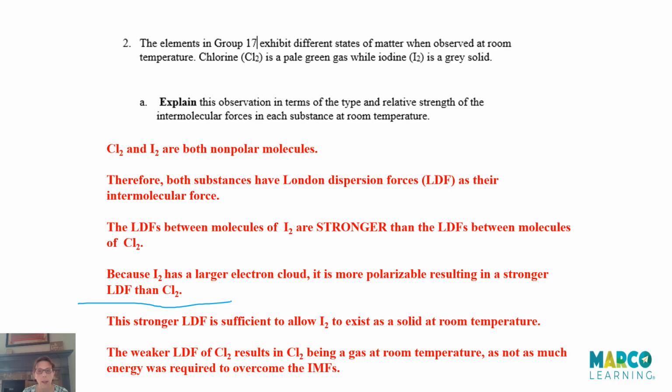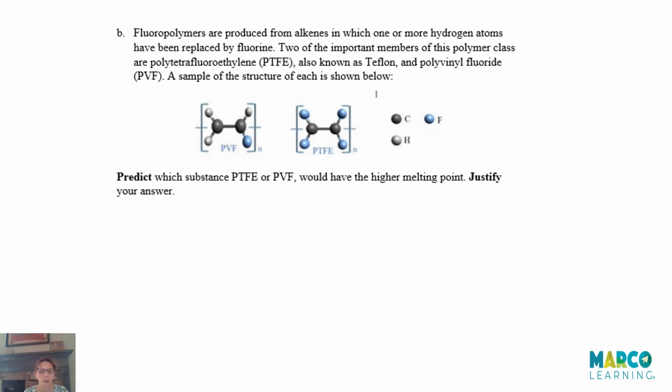And so that probably answered the question right there. But you could go ahead and wrap it back into the fact that the stronger LDF is sufficient to allow I2 to exist as a solid at room temperature, and the weaker one of Cl2 results in chlorine being a gas, because not as much energy was required for chlorine to overcome the intermolecular force. But I really think you had that question answered right where I have the blue line. Okay, that's letter A. Now we have letter B.